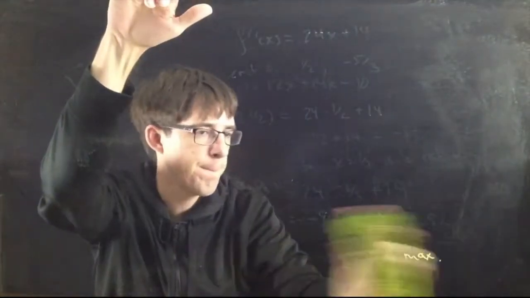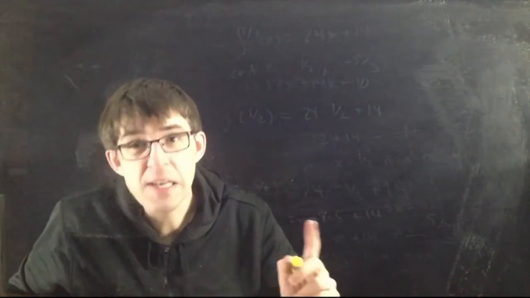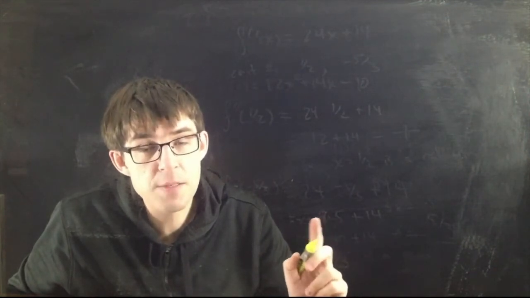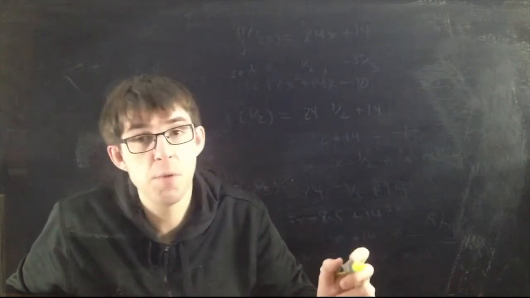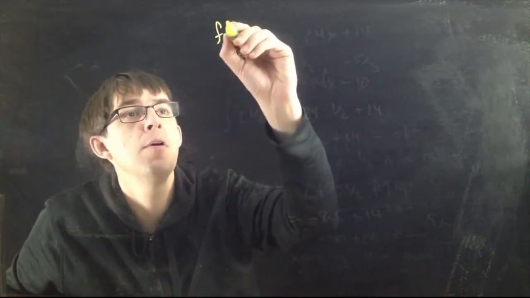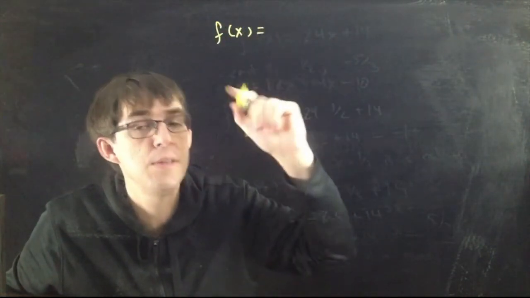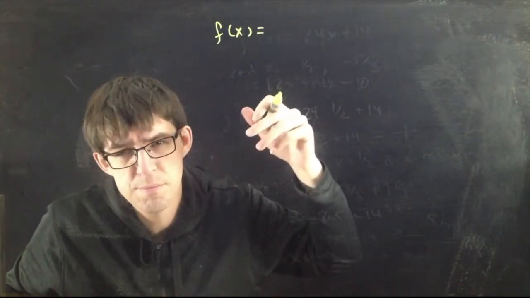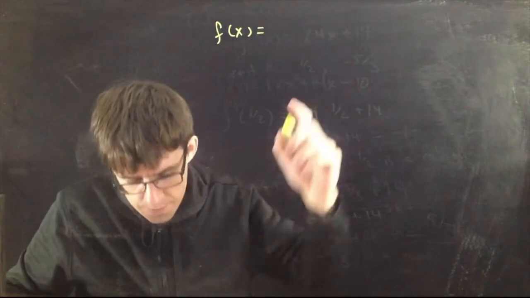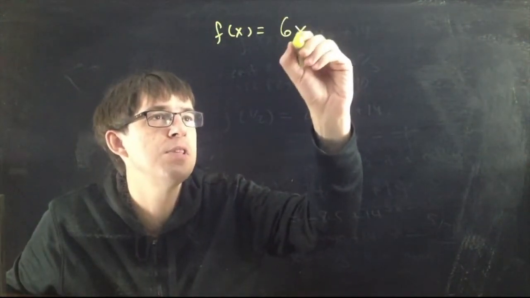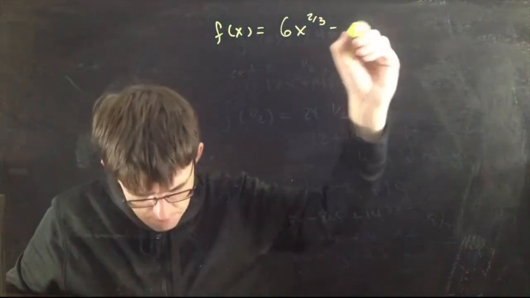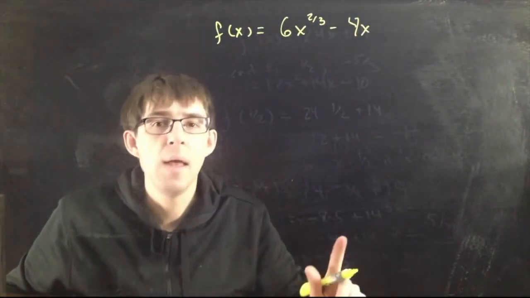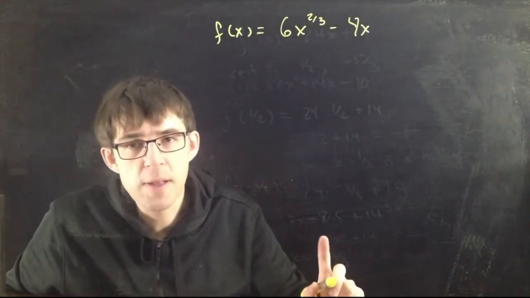I just wanted to show an example where the second derivative test fails. Remember, it is possible for the second derivative test to fail, and then you have to just go back and do the first derivative test. How about this? This is actually an example that we did a couple times ago, using the first derivative test. This one was f of x equals 6x to the 2/3 minus 4x. Remember that guy? And I want to find, as before, the relative extrema.